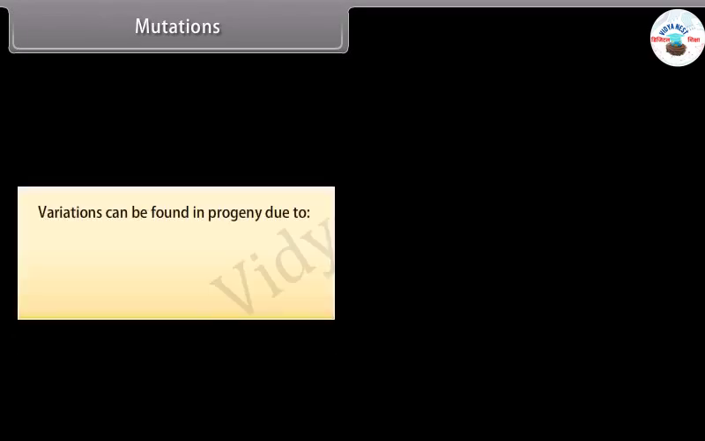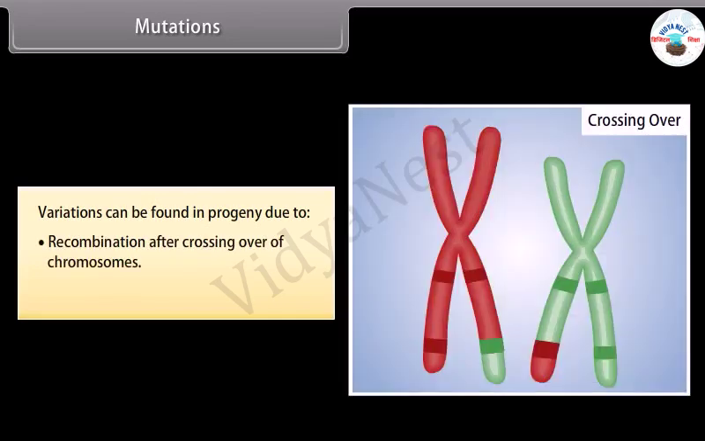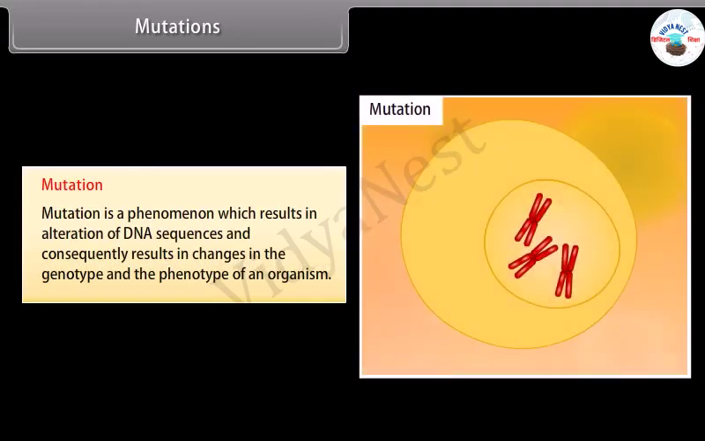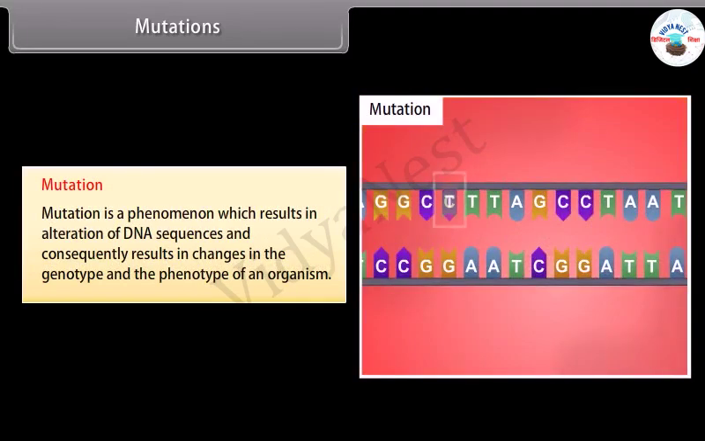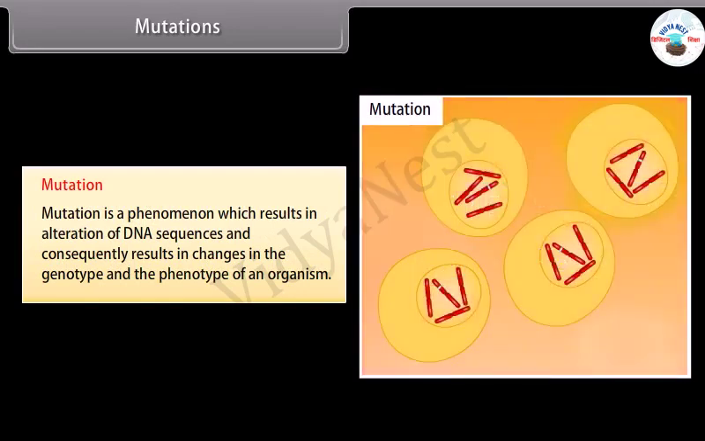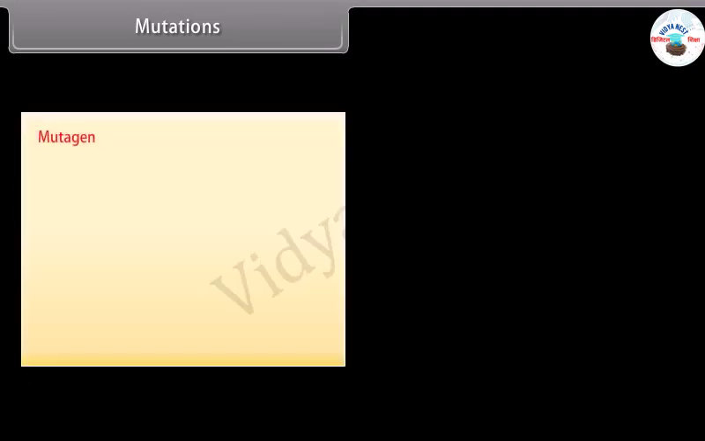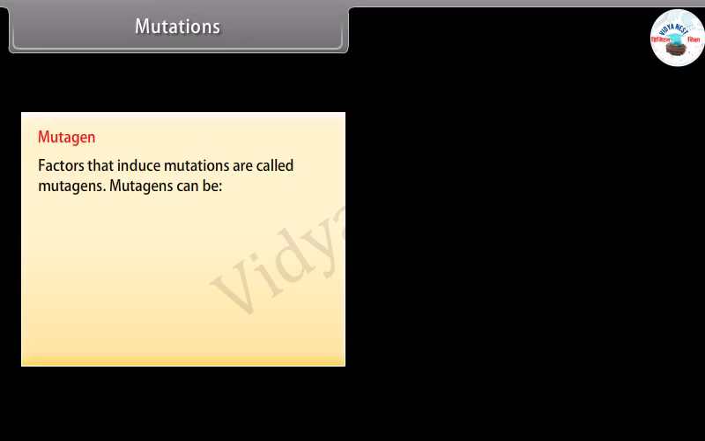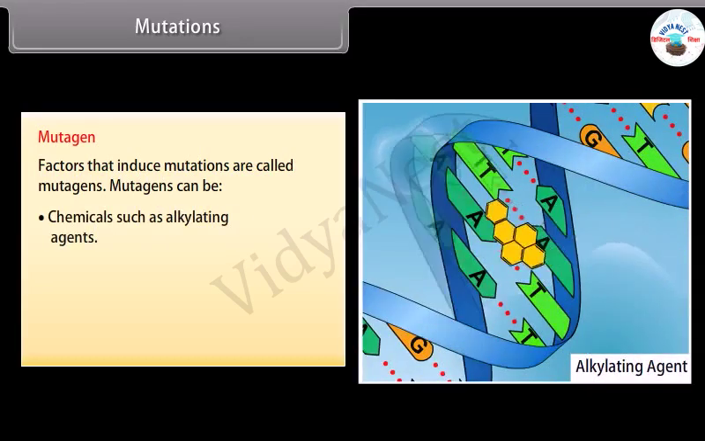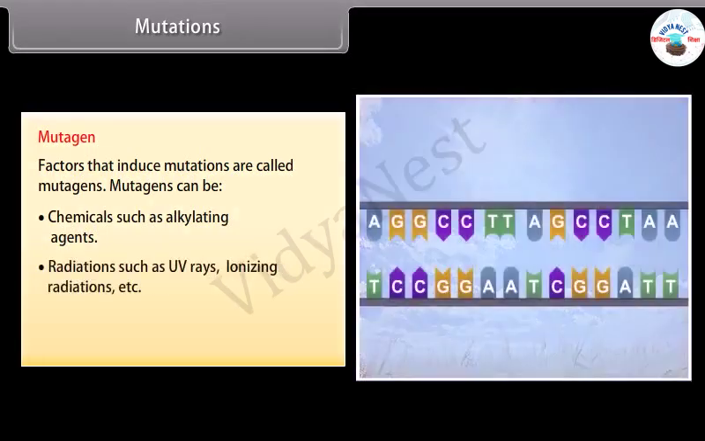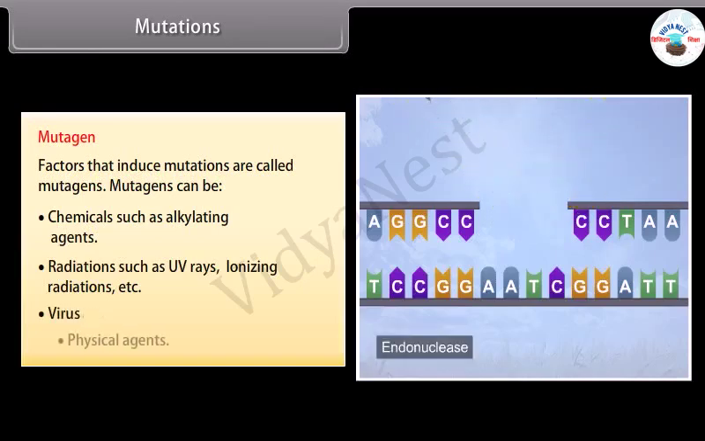Mutations. Variations can be found in progeny due to: number 1, recombinations after crossing over of chromosomes; number 2, mutations. Mutation is a phenomenon which results in alteration of DNA sequences and consequently results in changes in the genotype and the phenotype of an organism. Mutagen: factors that induce mutations are called mutagens. Mutagens can be chemicals such as alkylating agents, radiations such as UV rays and ionizing radiations, etc. Virus. Physical agents.